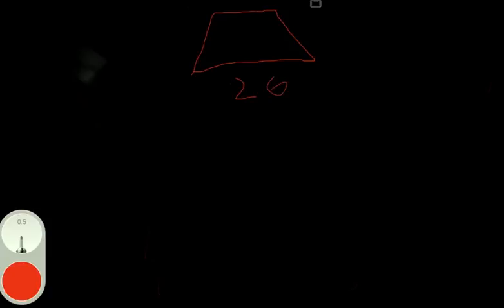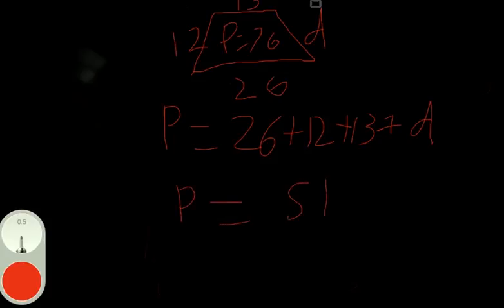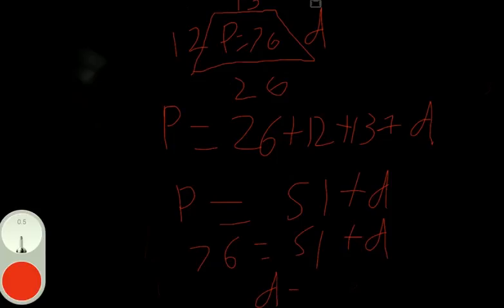For example, one side is 26, the other is 13, one side is 12, and then the other is D. And if the perimeter is 76, you would put P equals 26 plus 13 plus 12 plus 13 plus D. So you would add up 26, 12, and 13 to get a grand total of 51 plus D. If P is 76, so 76 equals 51 plus D. Subtract 51 from both sides and you will have D equals 25 units.